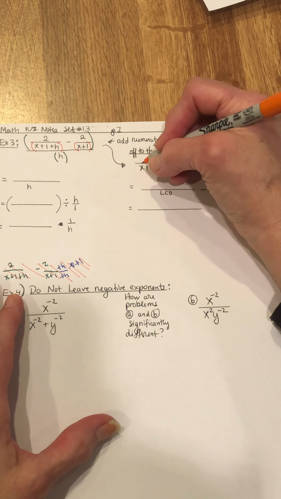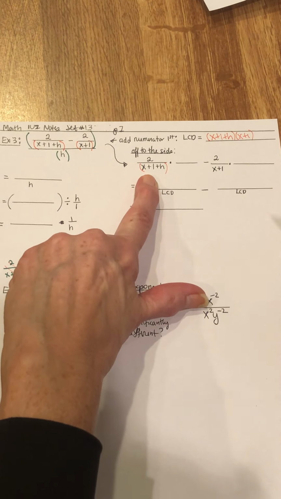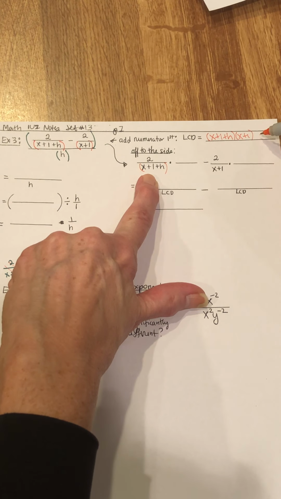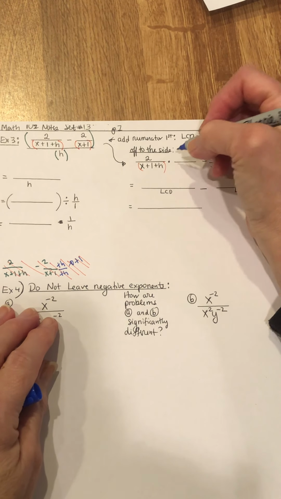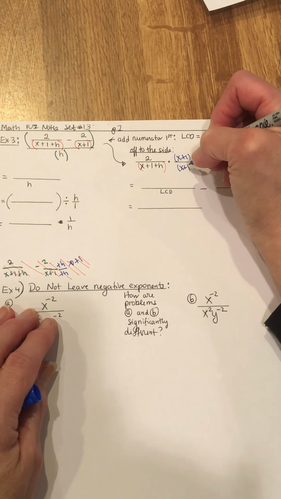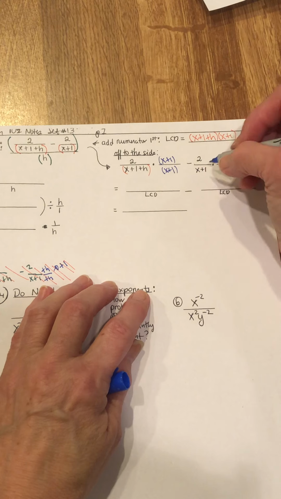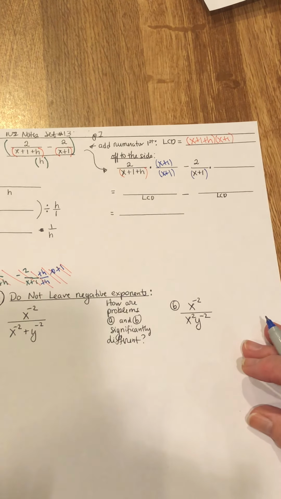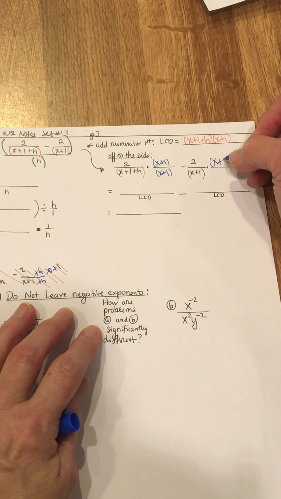Okay, so here's the first fraction. Here's the factor it has. Here's the denominator I desire. Which factor is missing? The x plus 1. So I multiply that top and bottom by x plus 1. Okay. Here's the second fraction. It has the x plus 1 factor in the denominator. It's missing the x plus 1 plus h factor.